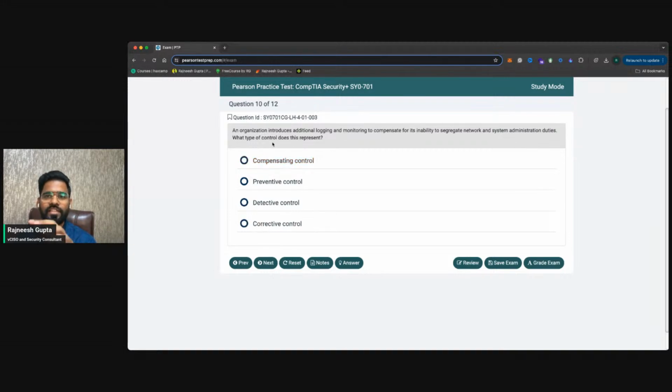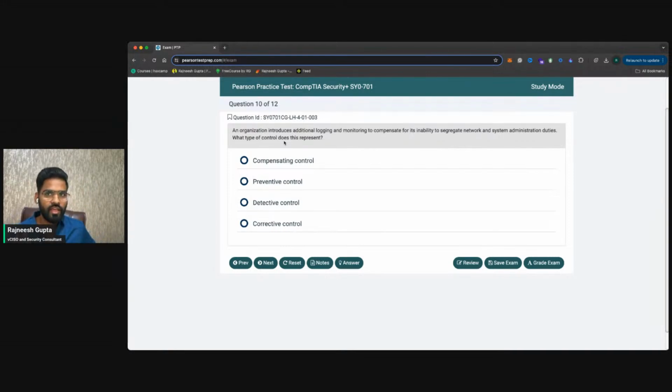Question number 10. An organization introduces additional logging and monitoring to compensate for its inability to segregate the network and system administration duty. What type of control does this represent? Anyone? Read it one more time. Read it very, very well.